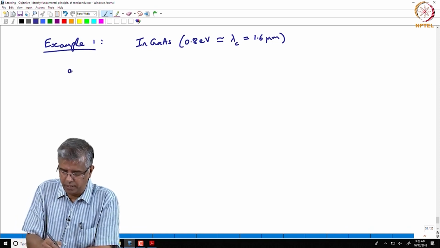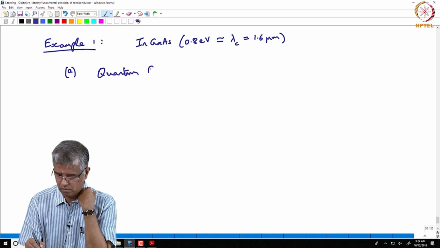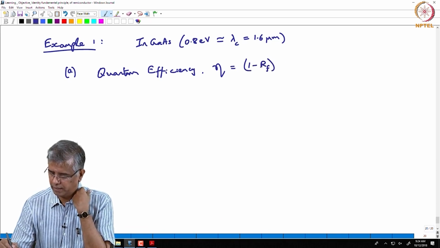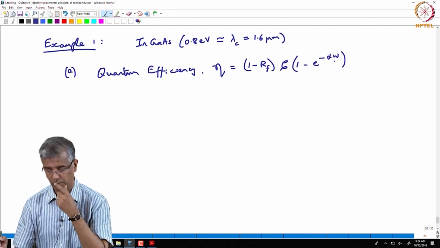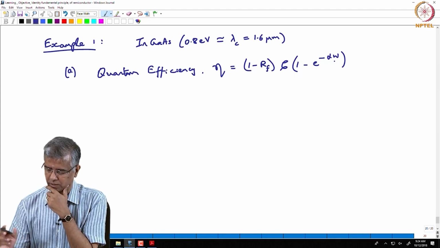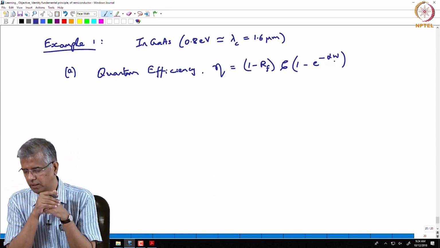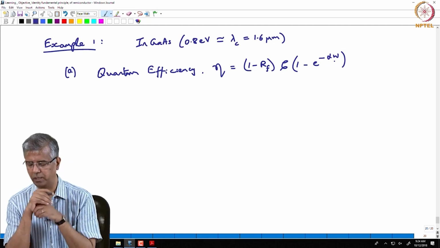are asked, in the A part, to figure out the quantum efficiency, eta, which we derived yesterday as (1 minus RF) zeta multiplied by (1 minus e power minus alpha times W), where W is the width of the intrinsic region, which you can approximately say corresponds to the width of the PIN itself, because the P and N layer widths are much lower compared to the I layer width typically.